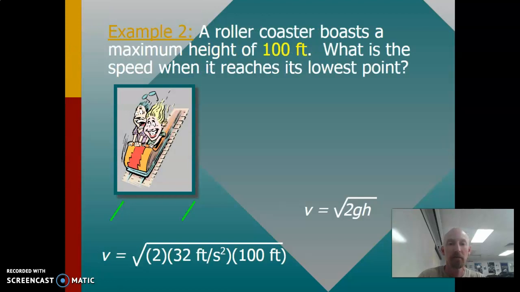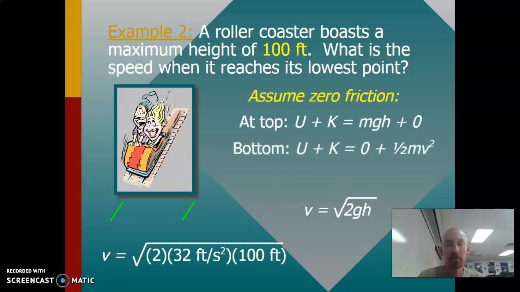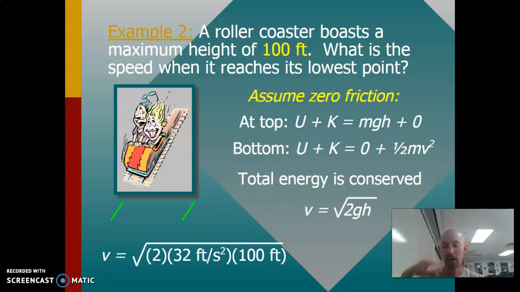Second example. See if you can figure out how this works. Conservation problems were hard for a lot of folks last year because you have to create your own equation depending on what's going on, right? You have potential at the top, kinetic at the bottom, and you're creating your own equations.